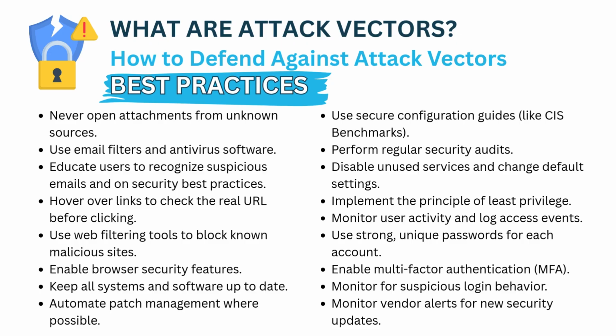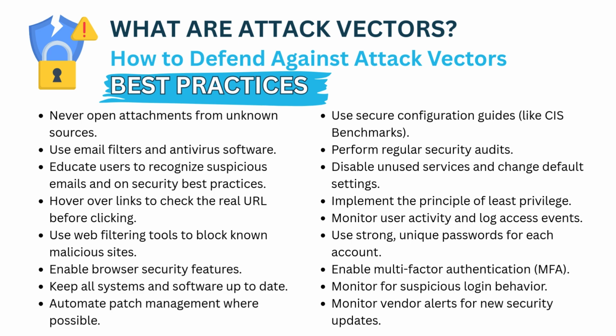So, how do you protect yourself? Start by never opening email attachments from unknown sources. Use email filters and antivirus tools to block dangerous content. Teach users how to recognize suspicious emails, and always hover over links before clicking to check where they really go. Use web filtering tools to block malicious sites. Keep all your software up to date, and automate patching so updates aren't missed.